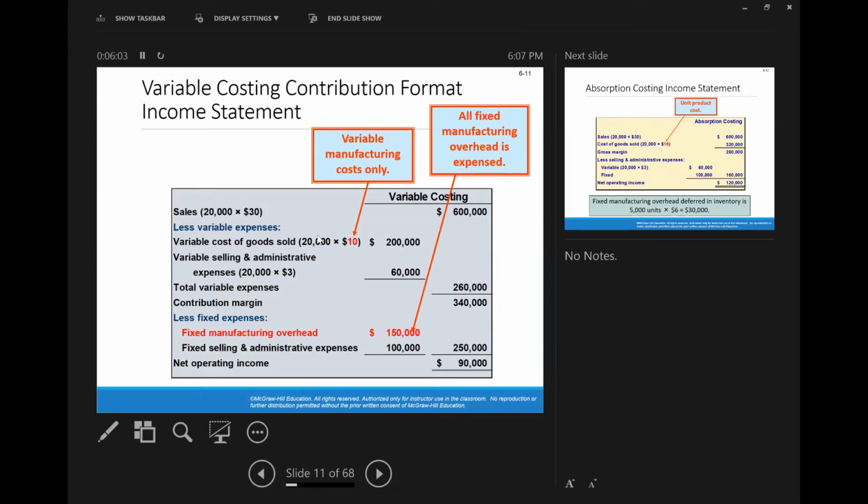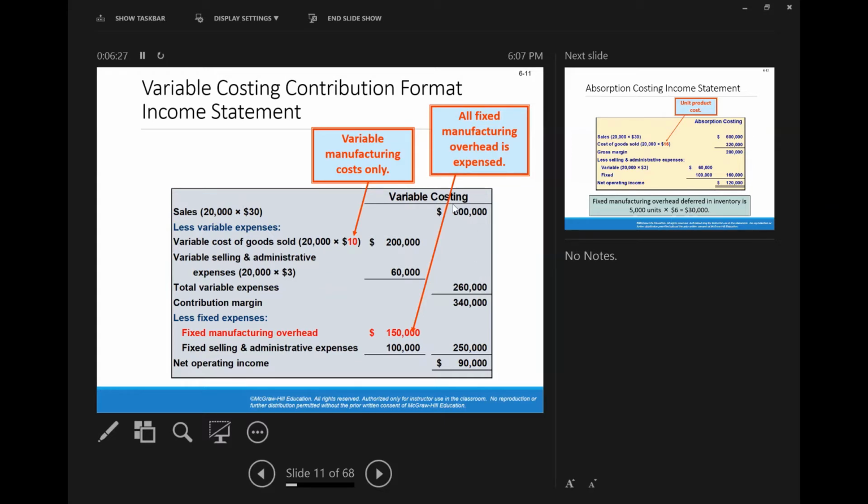So we're gonna take 10,000 times 20,000 because that's what we sold. We get 200,000. The variable selling and admin is 20,000 times $3. That was given to us on that very first slide. So we're just taking 3 times 20,000, gives us our 60,000. Okay, then we have total variable cost of 260,000.